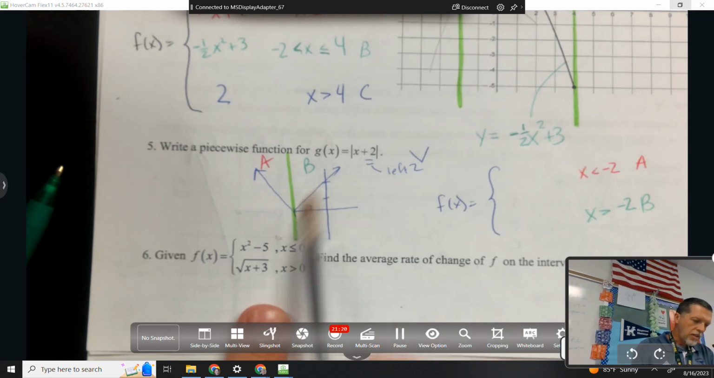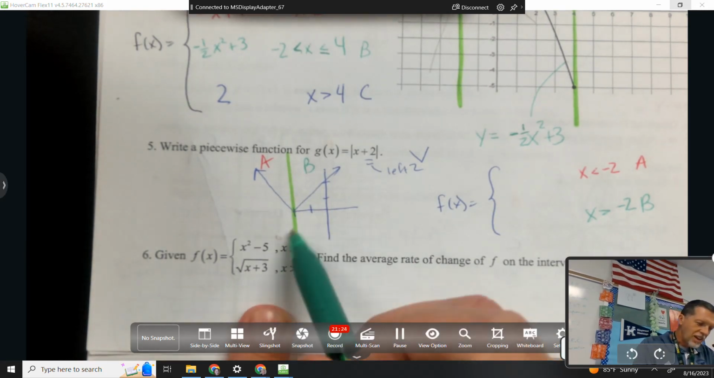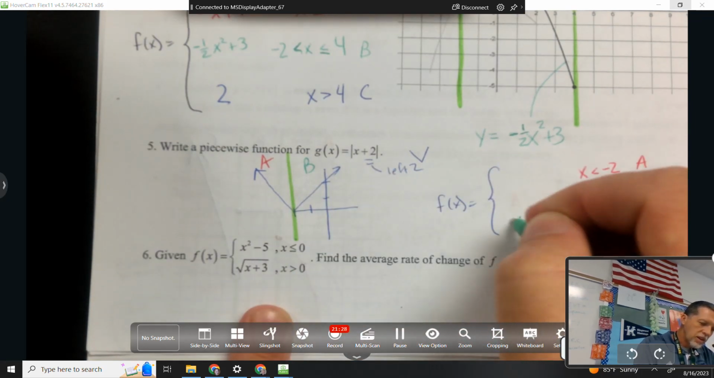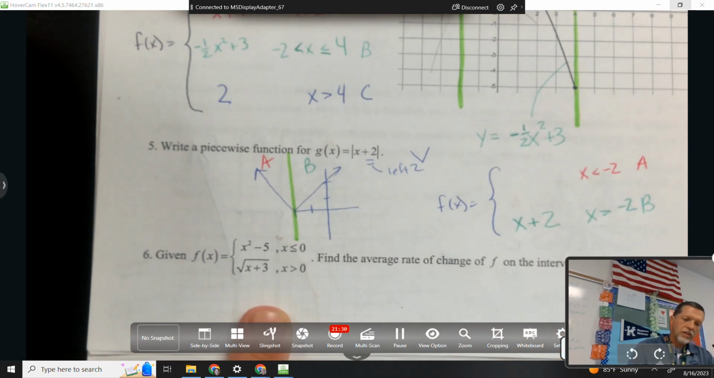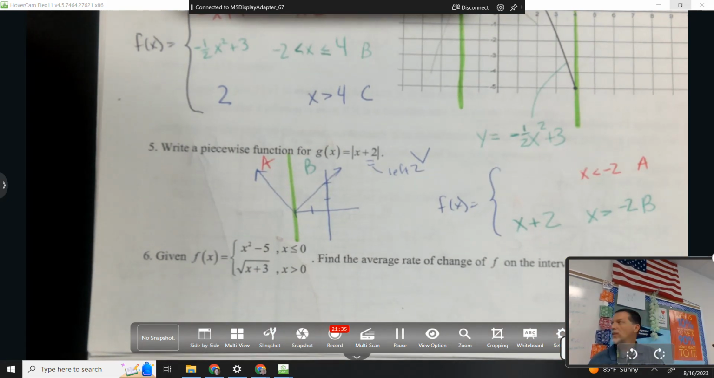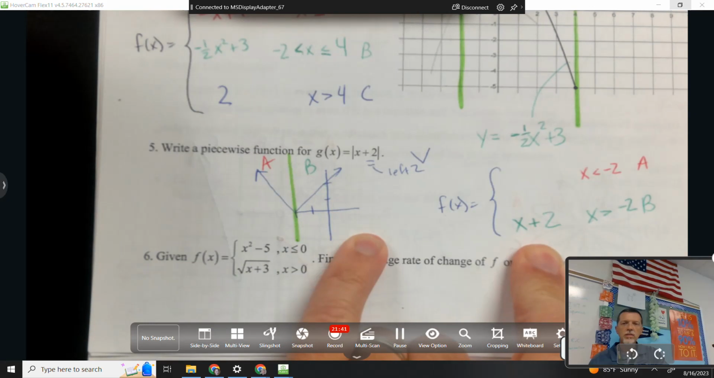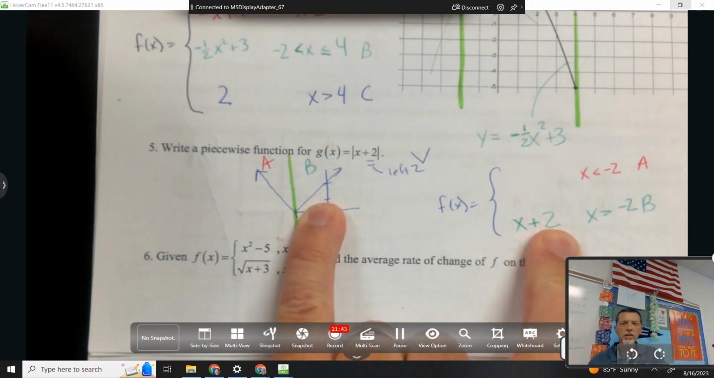I think part B is easier, so I'm going to do part B first. Let's see, that's a slope of 1 with a y-intercept of 2, x plus 2. And plug in some points if you're not sure. If I plug in -2, I get 0. Plug in 0, I get 2. Plug in -1, I get 1. So yeah, I feel good about that.